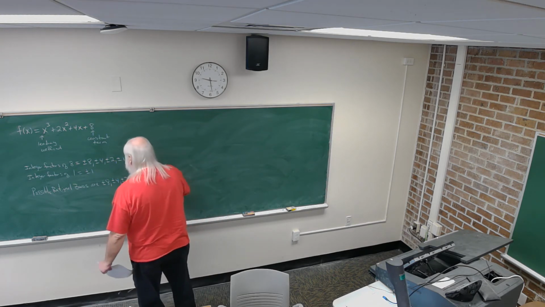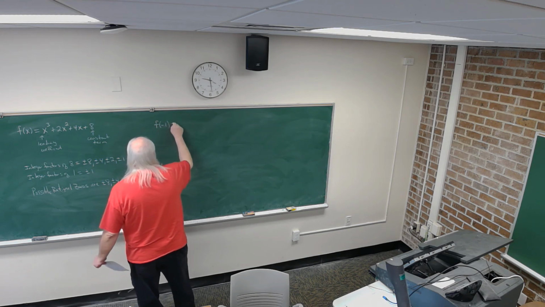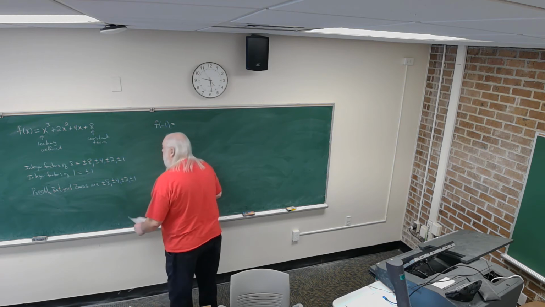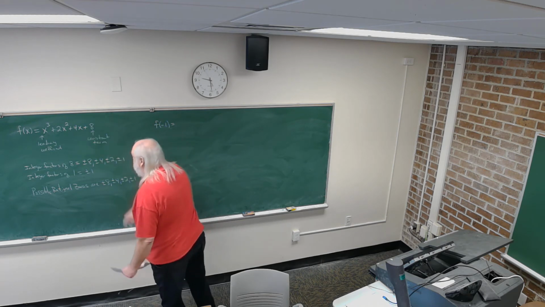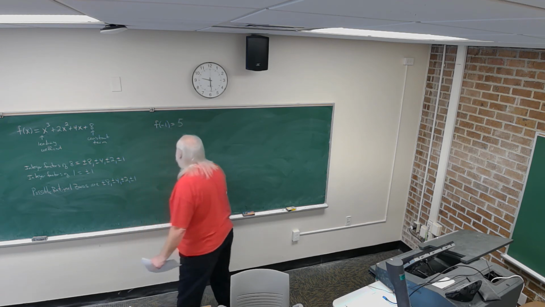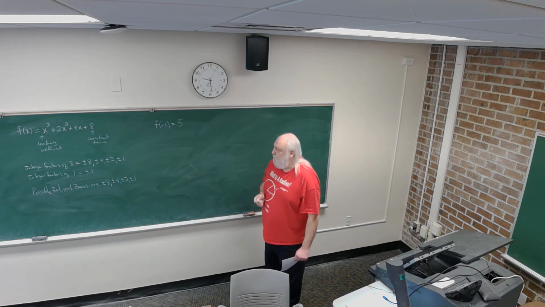Well, I tried to work with easy numbers first. So I tried minus 1. And when I put in minus 1 for x on the right-hand side, I got f of minus 1 is equal to 5. So minus 1 is not a 0 of that polynomial function.